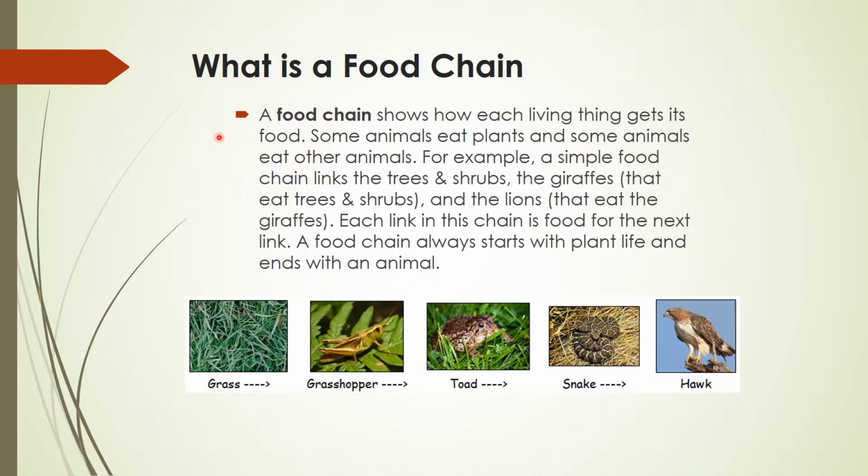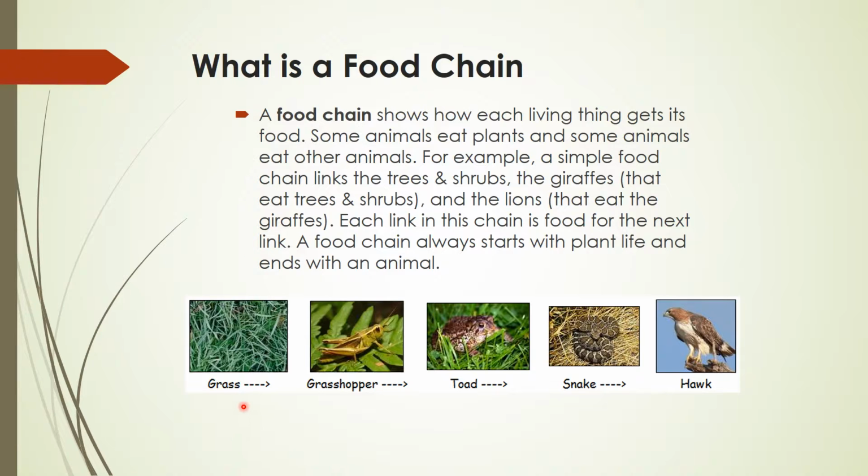Let's talk about a food chain. Basically a food chain shows how each living thing gets its food. Some animals eat plants, and some eat animals, and some eat other animals. For example, a simple food chain would be trees and shrubs. A giraffe eats trees and shrubs, and then the lion might eat the giraffe. That is a food chain, even though it's 3 simple steps. Each link in the food chain is food for the next link. And the food chain always starts with plant life and ends with animal life.